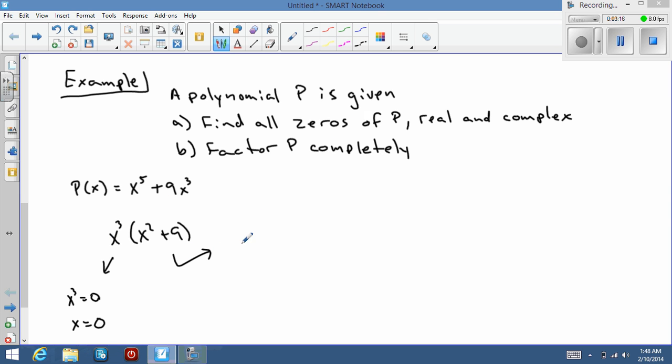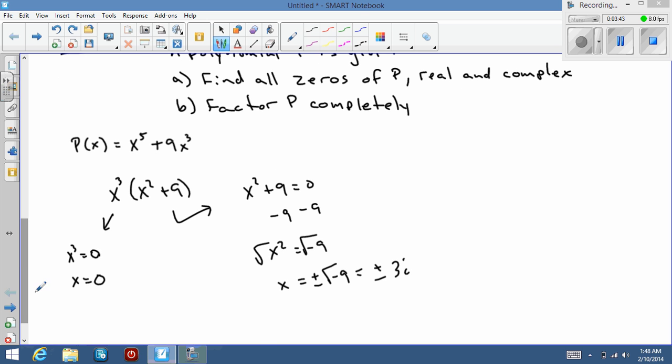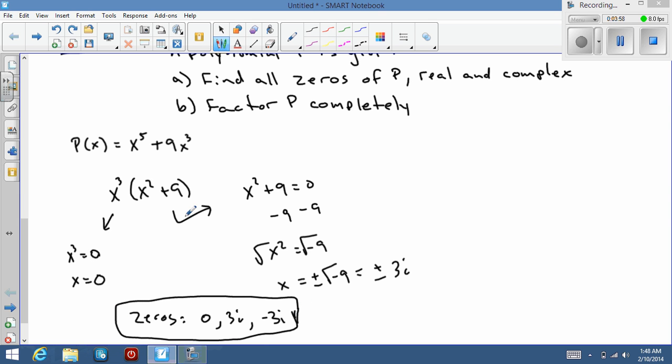Now let's look at x squared plus 9. I'm going to set that equal to 0 just like I did above. I'm going to subtract 9 here, and I get x squared equals negative 9. I'm going to take the square root of both sides, and I get x equals positive and negative square root of negative 9, and the square root of negative 9 is 3i. So I get positive and negative 3i. So the zeros are 0, 3i, and negative 3i. Now that's my part A.